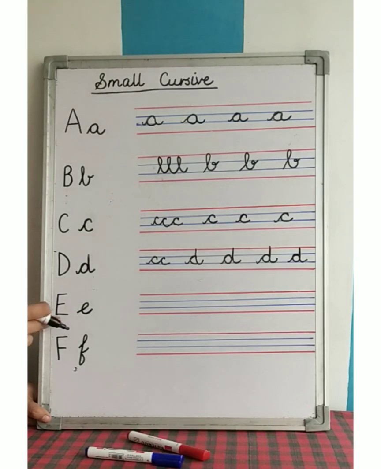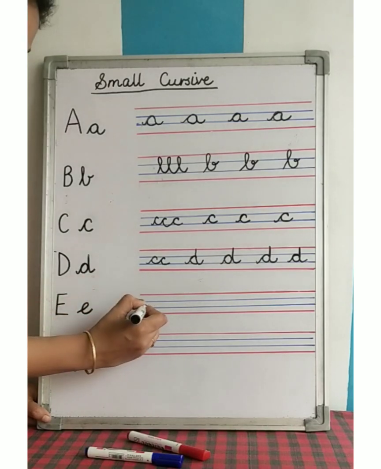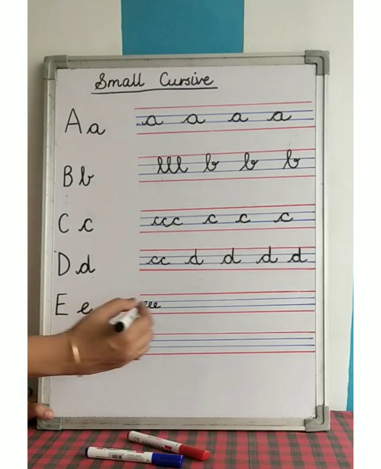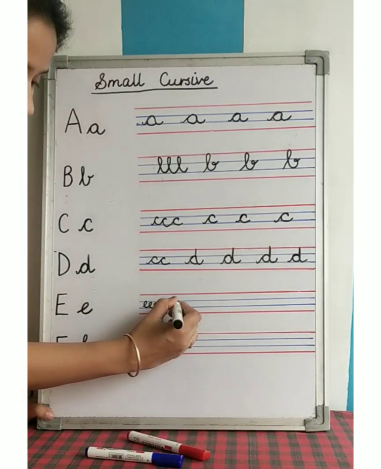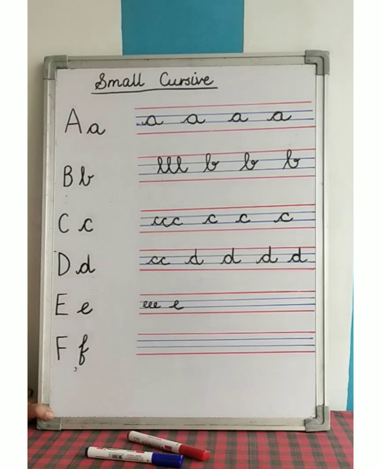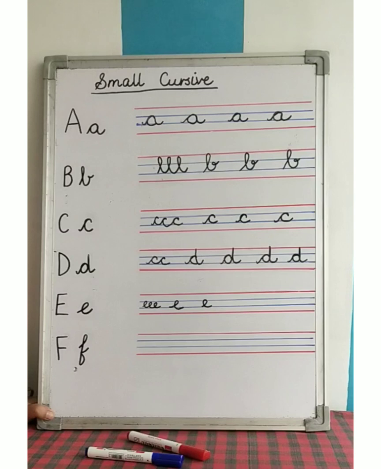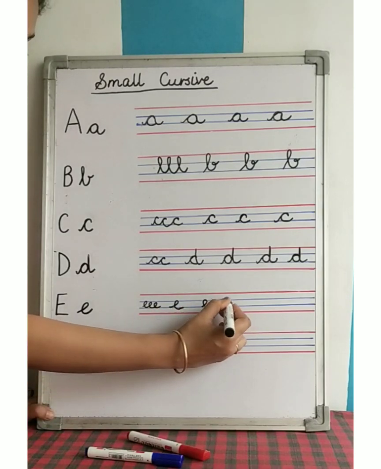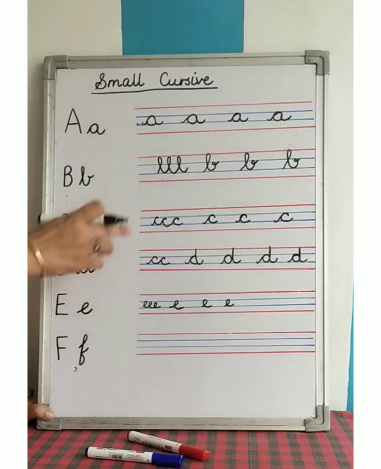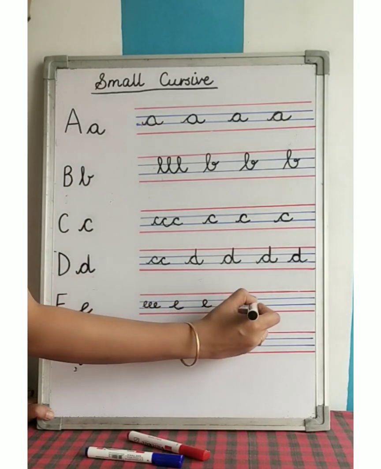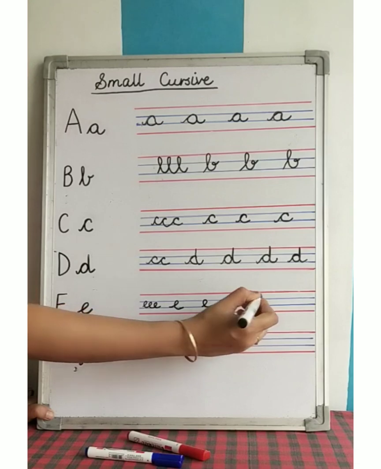Now the next is small e. So again small cursive E is based on this pattern. It is just like small cursive C. We will make the pattern once and the E is done like this. So small cursive E is very easy. You just have to make the pattern once.